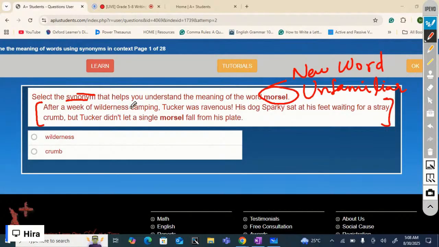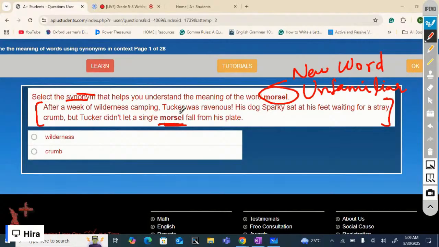After a week of wilderness camping, Tucker was ravenous. His dog Sparky sat at his feet waiting for a stray crumb, but Tucker didn't let a single morsel fall from his plate. Let's read it again. After a week of wilderness camping, Tucker was ravenous. His dog Sparky sat at his feet waiting for a stray crumb, but Tucker didn't let a single morsel fall from his plate.